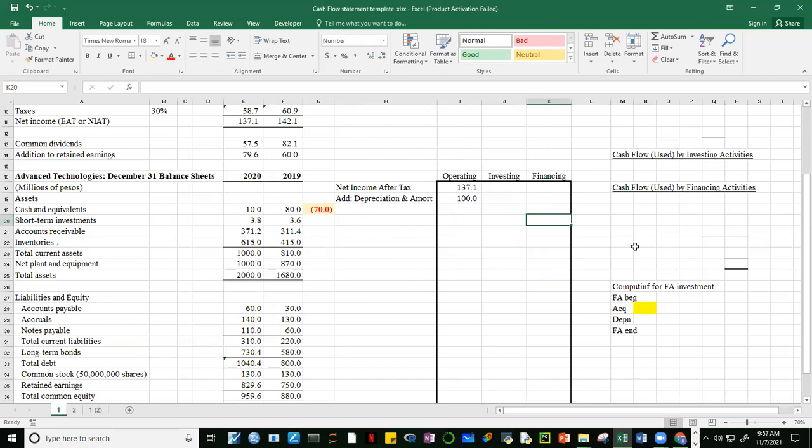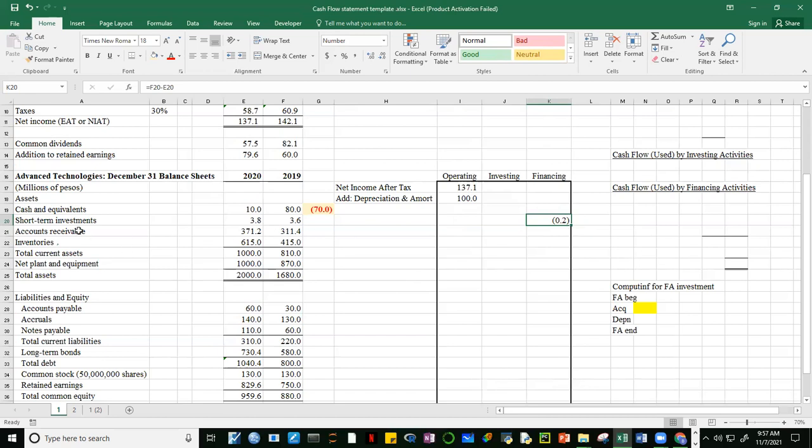So for use of cash, it means negative. So I'll just subtract 3.6 minus 3.8. Okay, so that's negative 0.2. It's a use of cash, so it's negative under financing. Okay, let's go down the line.